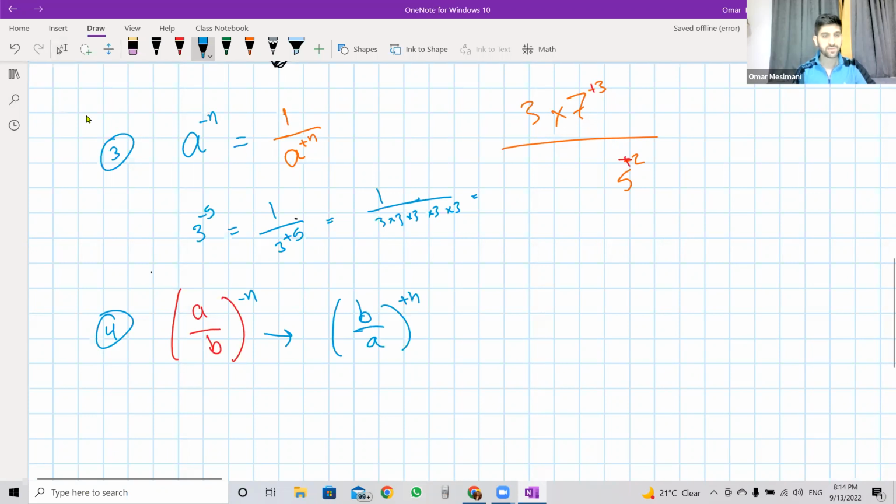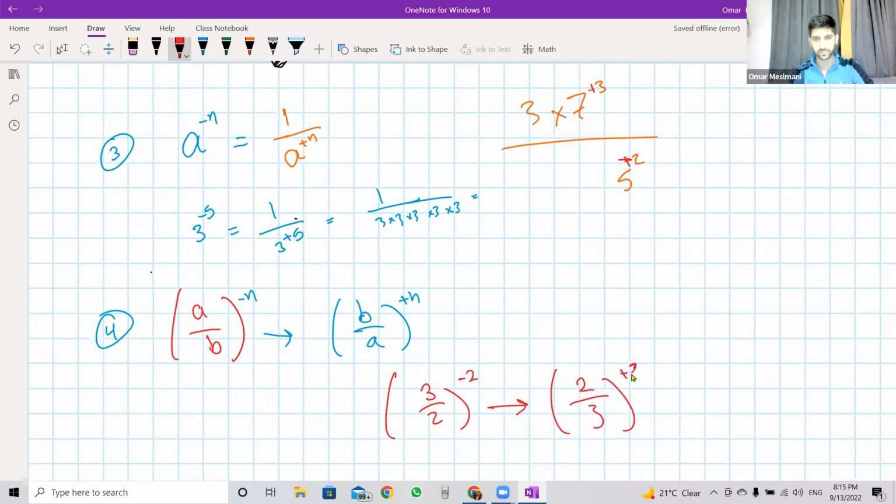Okay, so once I have a fraction to the power of negative, as an example, let's say I have 3 over 2 to the power of negative 2. All right, how do you do it? You do it as this: 2 over 3 to the power of positive 2. And then deal with it as you like. Wait, let me write this. Once you have a fraction to the power of negative, that's how you do it, okay?